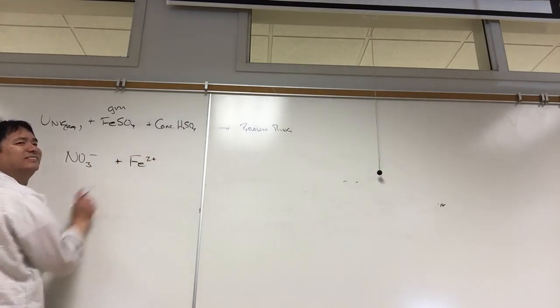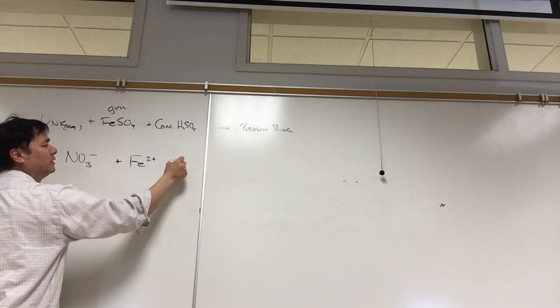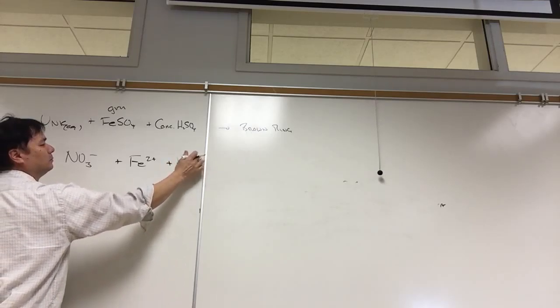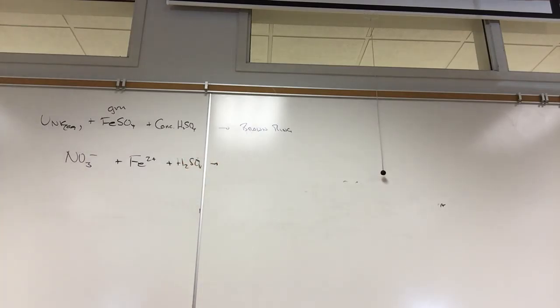Plus iron 2 plus H2SO4 yields what? A nitrate complex. What is the formula for the nitrate complex? It's not a nitrate complex, actually. It's a nitrosyl complex, right? Which is NO. Okay, well, let's figure out what the products are.